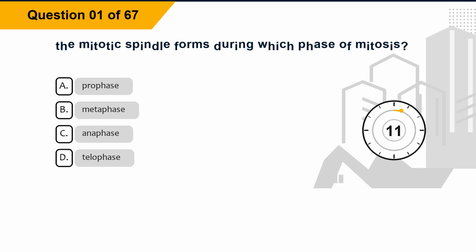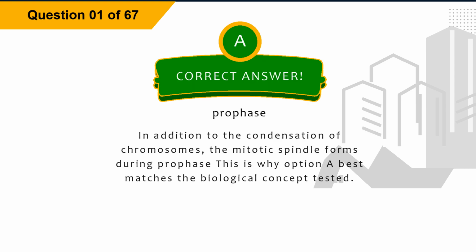Question 1. The mitotic spindle forms during which phase of mitosis? Option A, prophase. Option B, metaphase. Option C, anaphase. Option D, telophase. The correct answer is option A, prophase. Explanation. In addition to the condensation of chromosomes, the mitotic spindle forms during prophase. This is why option A best matches the biological concept tested.